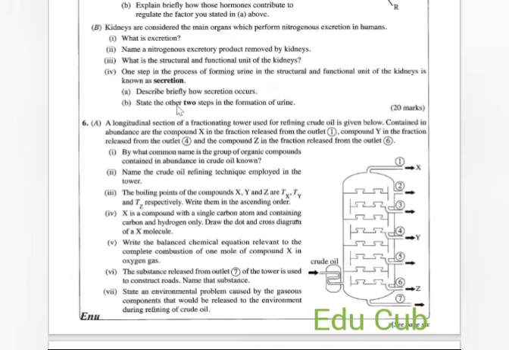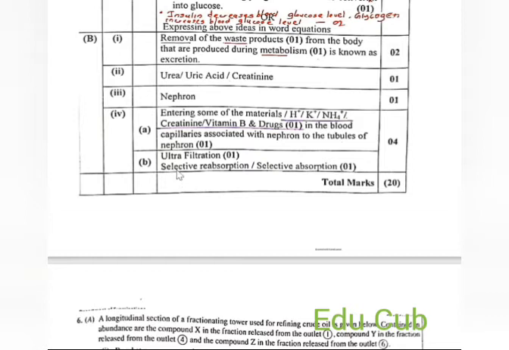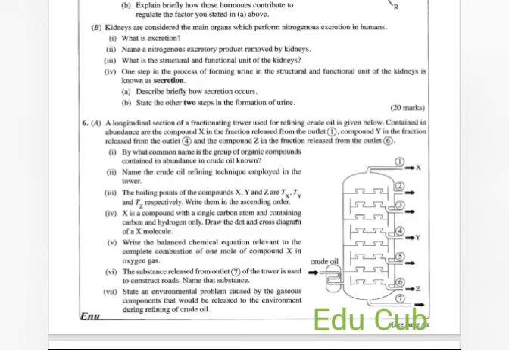Part B, state the other two steps in urine formation. Ultrafiltration, right? You can write other words also. Selective reabsorption, or selective absorption, is also correct. Altogether for question 5, you can get 20 marks. Right? Let's move to question 6.